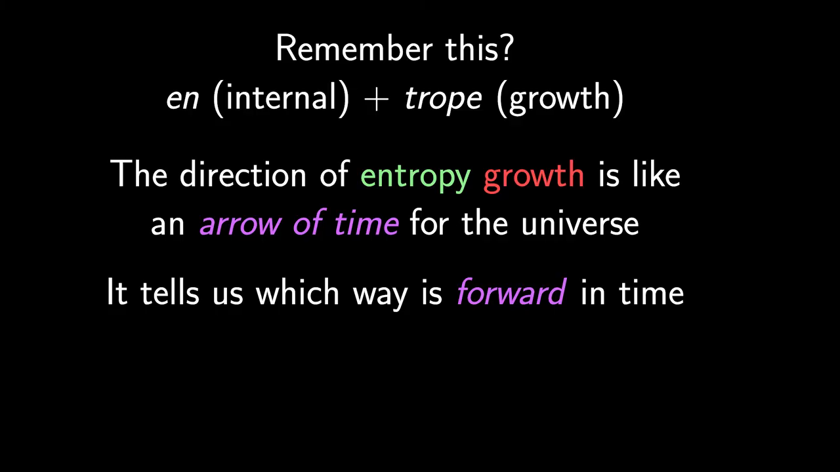You'll see little particles bouncing off of each other, and if you play the tape in reverse, it'll look the same. It's only when you zoom out at whole macro states that you begin to see things like entropy, and you see the entropy grow in one direction of time, but shrink if you imagine watching the video in reverse. So the growth of entropy tells us which way is forward in time.